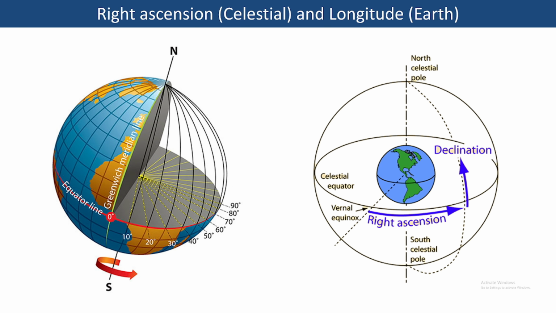Similarly, the right ascension is just like the longitude. The only difference is that longitude is on Earth and it has 360 degrees. Right ascension is on the celestial sphere, and it also uses hours, because one full turn of the sky takes 24 hours. It is very convenient to note it this way.